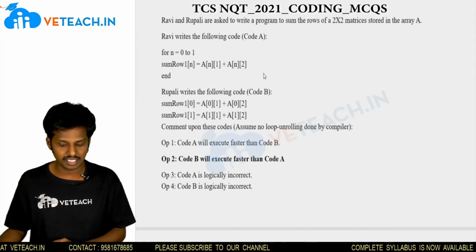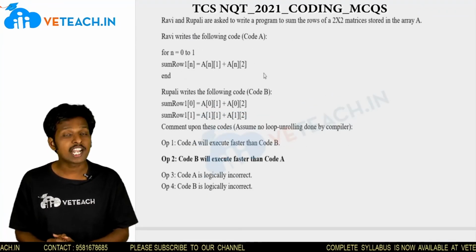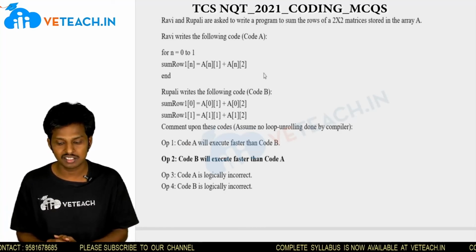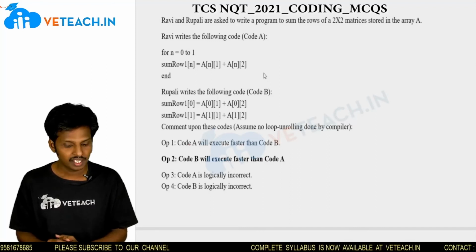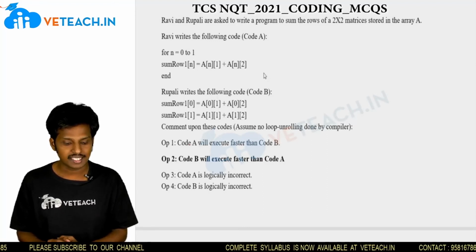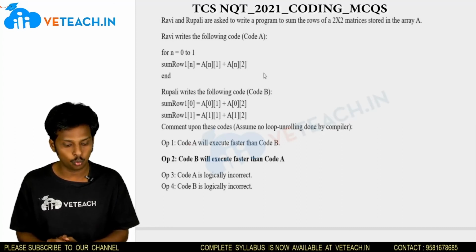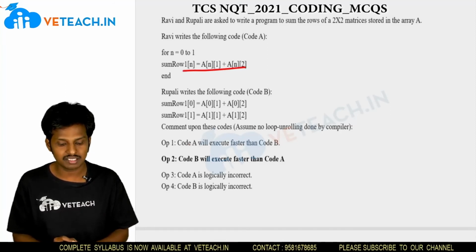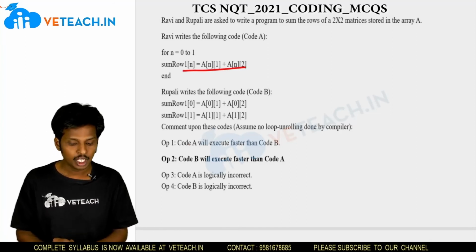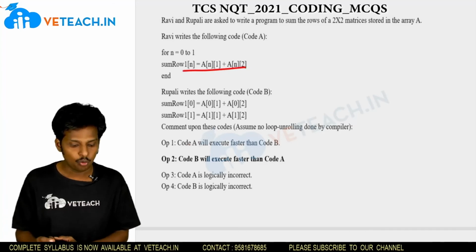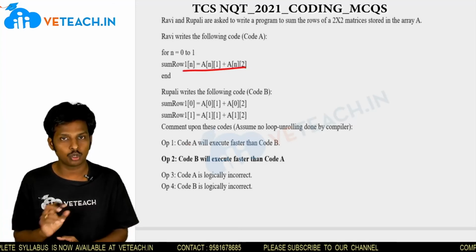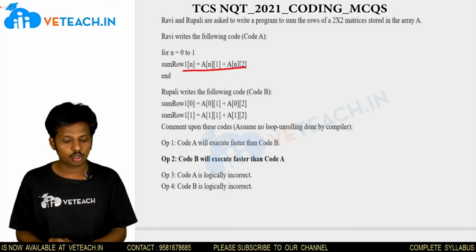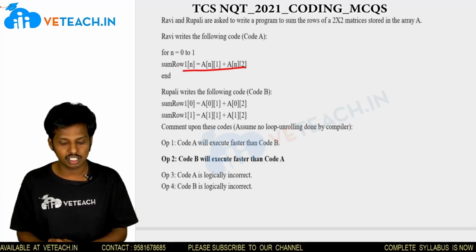Next, the other way of asking your question. Ravi and Rupali are asked to write a program to sum the rows of 2 by 2 matrices stored in the array A. Ravi writes the following code A: for n is equal to 0 to 1, sum row of n is equal to A of n,1 plus A of n,2, and end. Rupali writes the same as code B, where sum row 1 of 0, that is the row 0 value, is calculated as A of 0,1 plus A of 0,2. Sum of row 1 of 1 is equal to A of 1,1 plus A of 1,2.